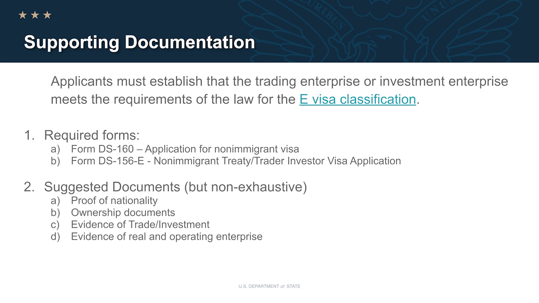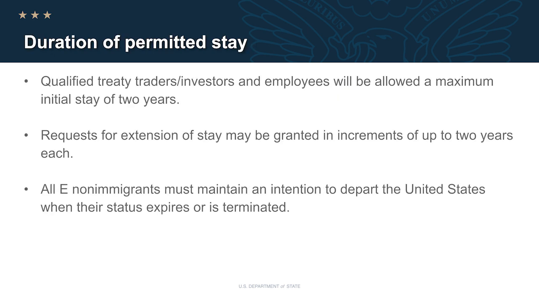Other documents to show your investment might be the proof of your own nationality, the investment documents, proof that your operation is running in the United States, proof of investments, invoices, purchase orders, things of that nature. Now, after you've been approved for your E-2 visa, your initial length of stay will be 2 years in the United States, which you can extend either by applying for a new visa or extending your stay while in the United States. When you apply, you must have the intention to depart when your E-2 status terminates, but there are no limits on the number of times that you can reapply for a visa or extend your status.